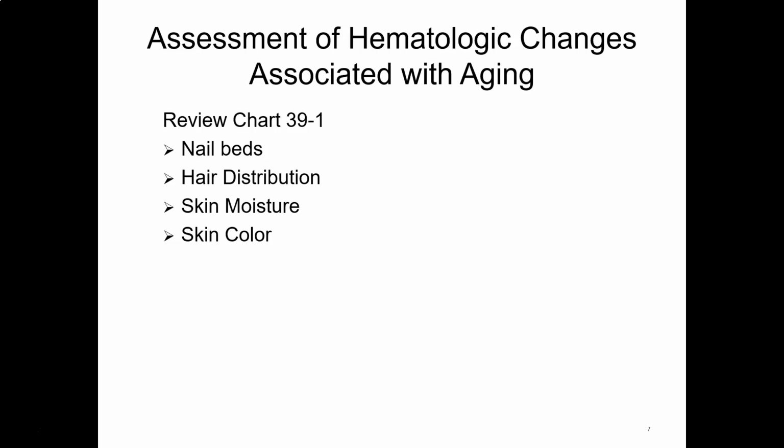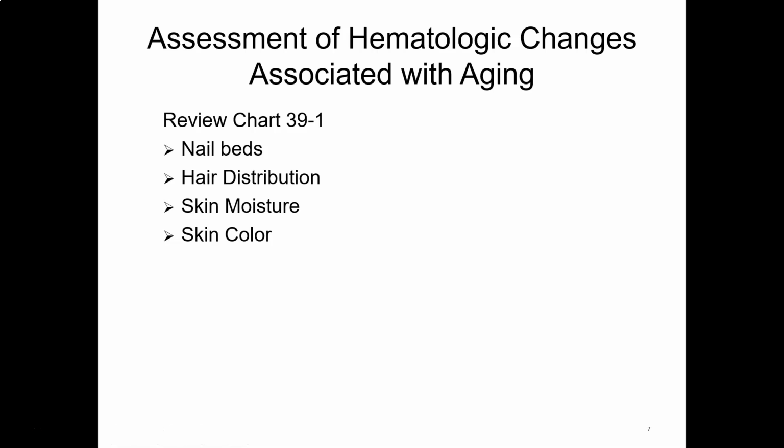Skin moisture, their skin is a lot drier. And skin color, a lot of times it will lose its pigment, and skin yellowing is a common sign associated with aging as well. The skin color changes, especially pallor and jaundice, are associated with some liver disorders as well. So these are the hematological assessment findings of the older adult. Just remember, they've got thicker nails, they have less hair, their skin's dry, the color's not as good as it used to be. It's kind of a pale yellowy color, a lot more pallor. Makes you want to look forward to getting old, doesn't it?